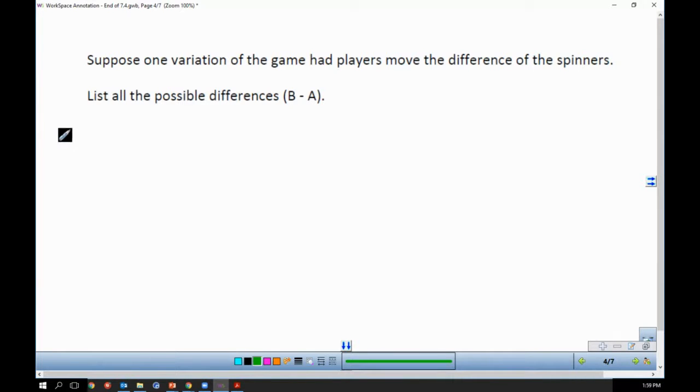So I'm going to need to do 1 minus 3. Oh, wait, why am I starting with a 3? 1 minus 1, 1 minus 2. I need to use more space. 1 minus 3, 1 minus 4, and then go to the next one. 2 minus 1.